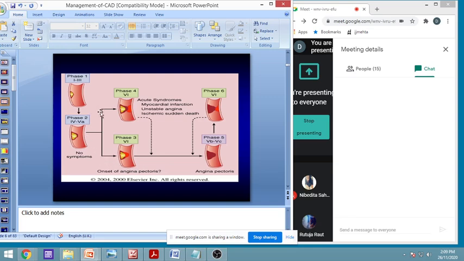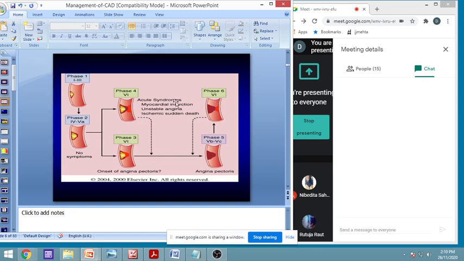Now another case is there. Here the plaque is there, and simultaneously there is inflammation on the other side. This has caused total blockade. Now either it can be treated simultaneously, or it can become an acute syndrome, which can be a myocardial infarction. We can call it unstable angina, or it can cause ischemic sudden death in people. So this is how it is.